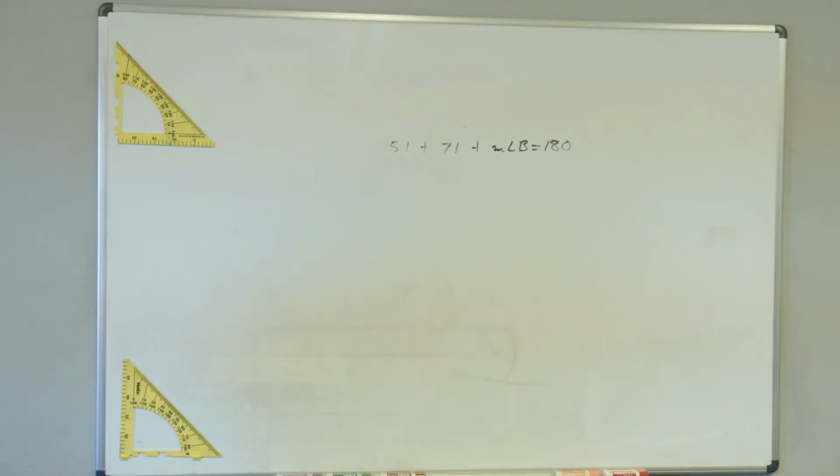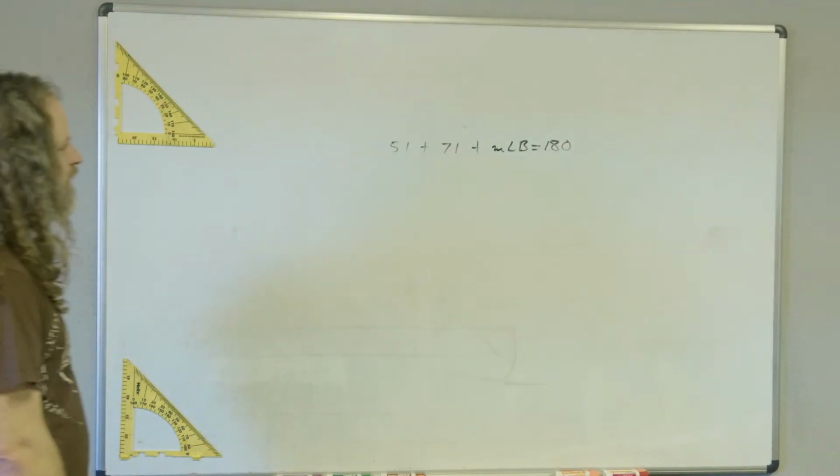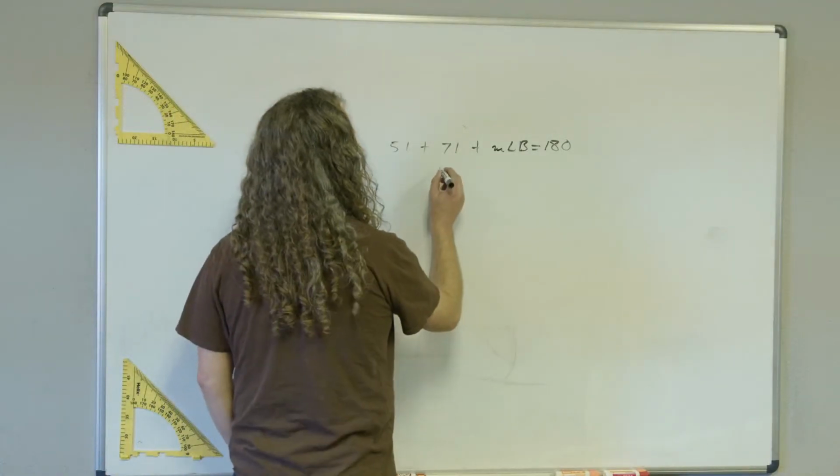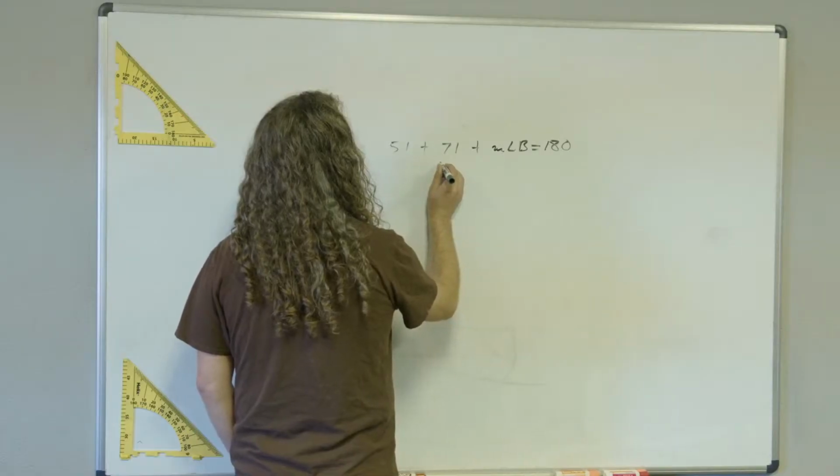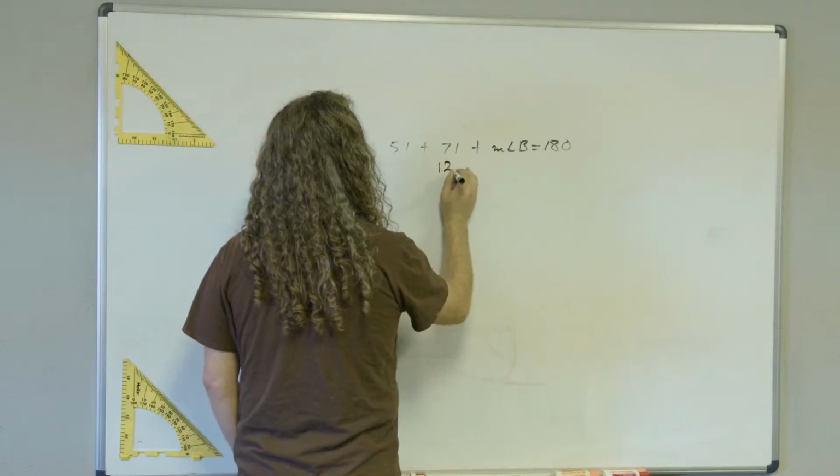Add what? Angle B is minding his own business. What am I gonna add? 71 plus what? 51, true enough. What's 51 plus 71? 122.